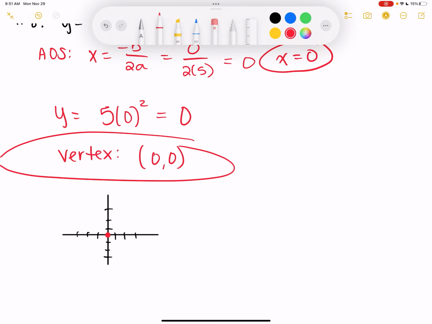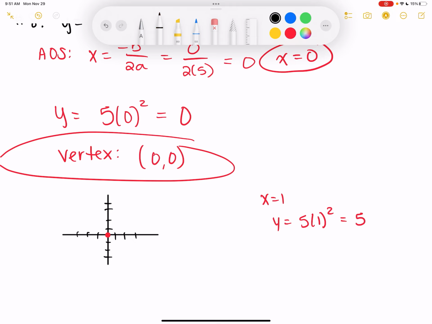So, pick another point that's easy. Okay, so I'm going to choose 1. So when x is equal to 1, I want to know what y is going to be equal to, so I'm going to plug it in. So y is equal to 5 times 1 squared, which is equal to 5.